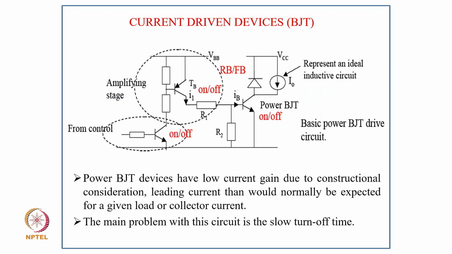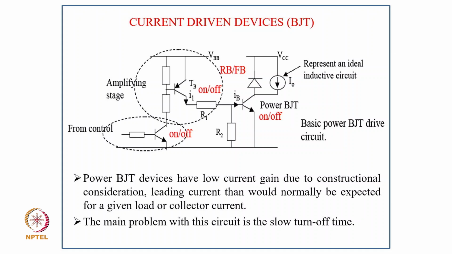Typically for current driven devices like BJT, we have a control signal, and of course for making it turn on and off, this signal goes through an amplifying stage so that we get a current amplification to provide the base drive to the BJT. The gain of the BJT during saturation is not very high, so you need a substantial base current. And I0 is really the load current, which is decided by the external circuit flowing through your power BJT.